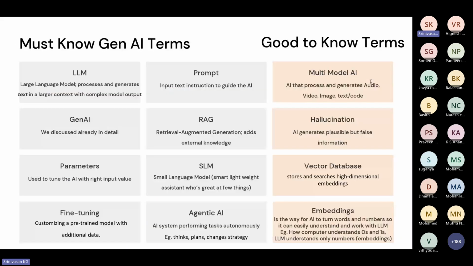One thing about GenAI is that there are so many terms. If you are in an organization, you might hear terms like LLM, prompt engineering, RAG, SLM, agentic AI, which is a trend now, and fine tuning. Also multi-modal, vector database, and embeddings. These are the common words that you might hear.